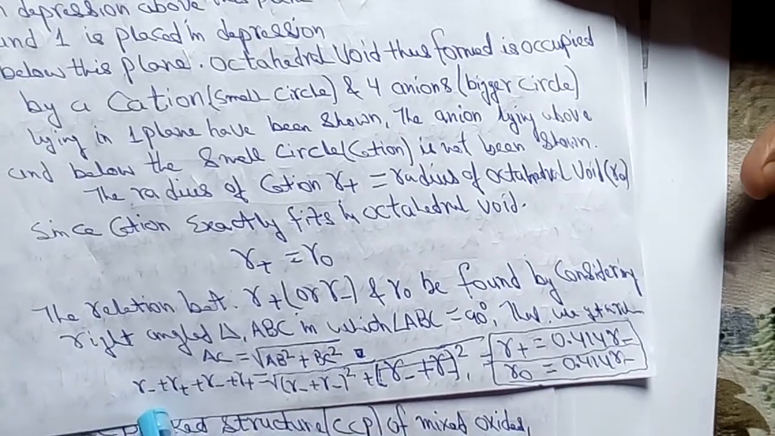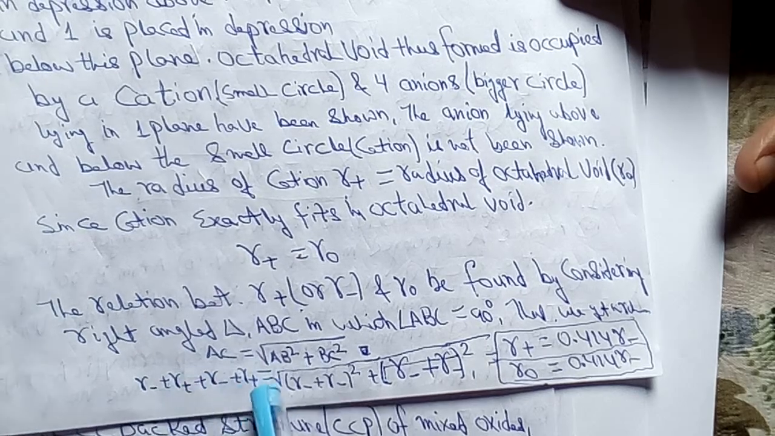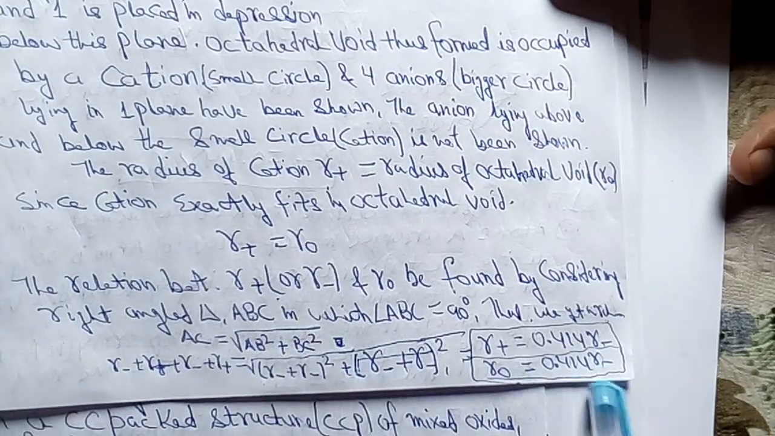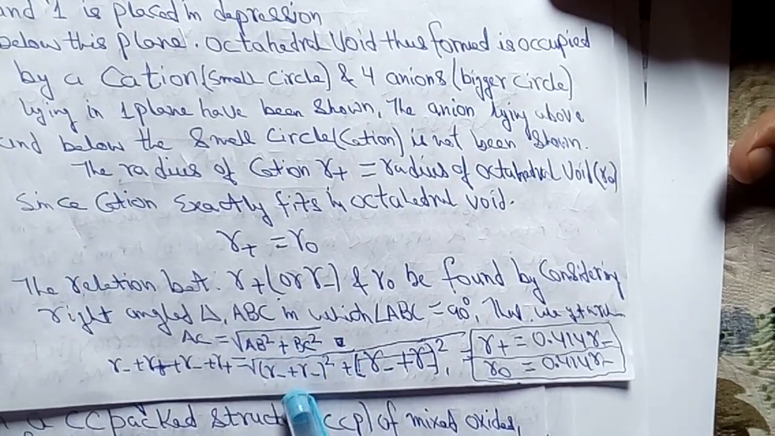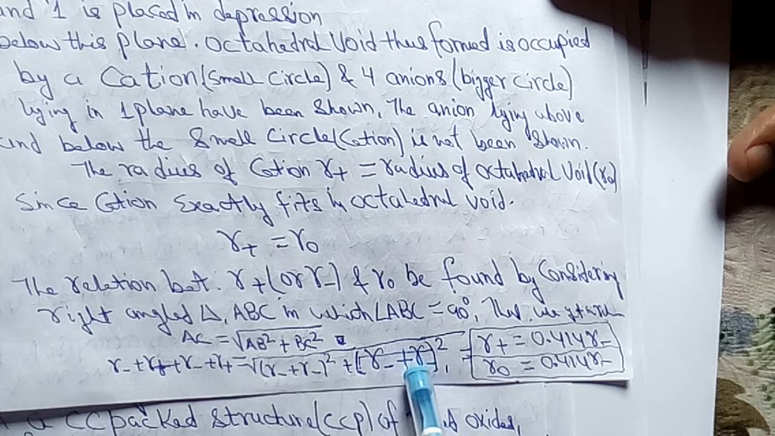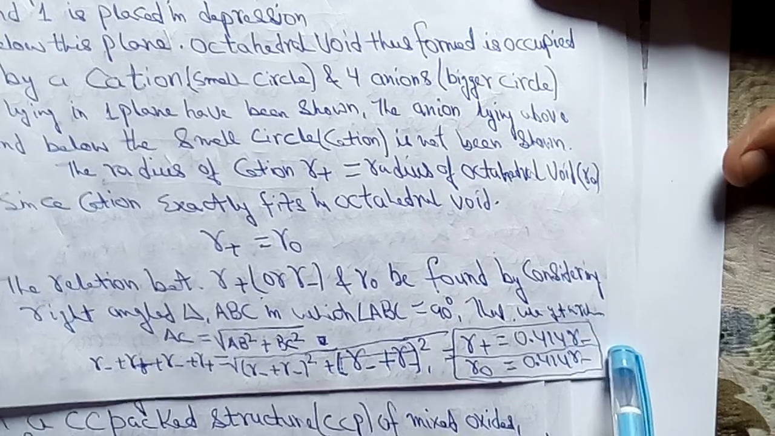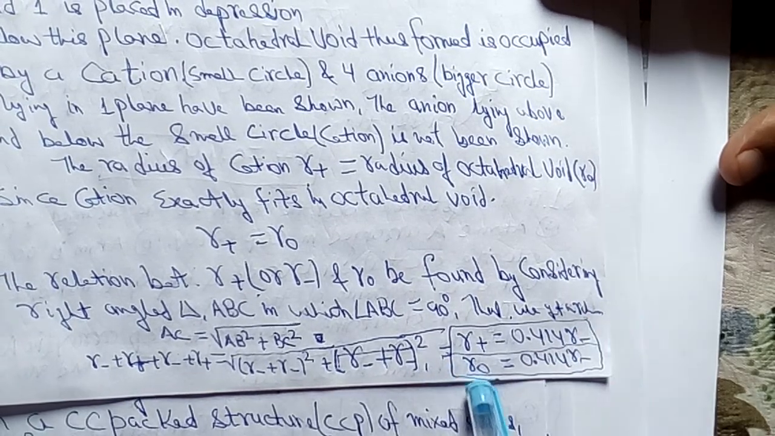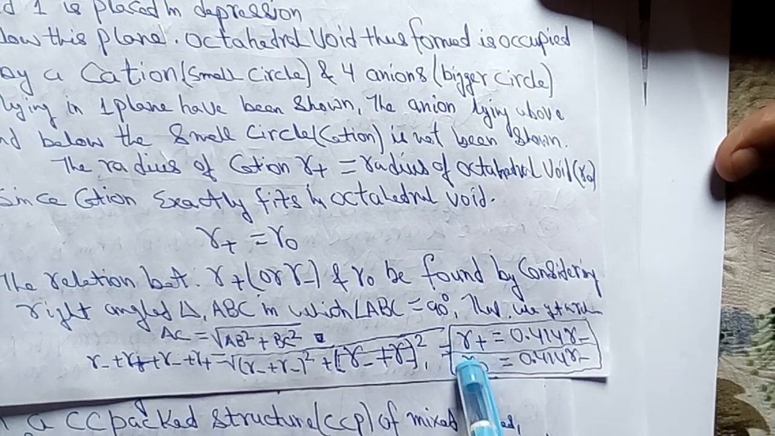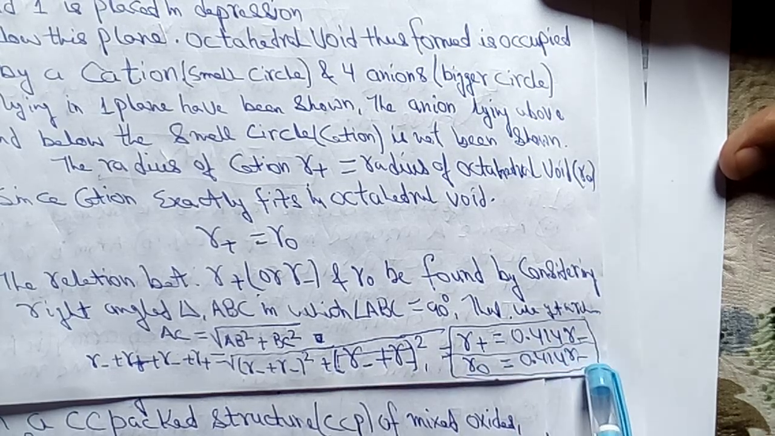So therefore R minus, R plus and R plus, that is R plus. So we get finally, under root AB square will be R minus plus R minus square. Just go through that figure. And BC is also R minus plus R minus square. So finally we'll get that R plus is equal to 0.414 R minus, and R naught is equal to 0.414 R minus, because R plus and R naught are the same. So R plus is equal to 0.414 R minus, or R naught is equal to 0.414 R minus.